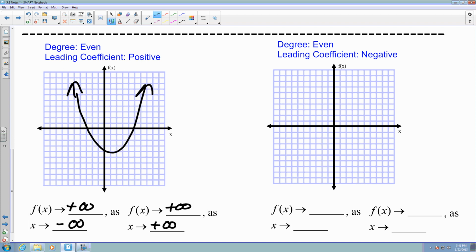Looking at an even degree with the leading coefficient being negative, if my x is approaching negative infinity, my f of x or my y is also approaching negative infinity. And if my x is approaching positive infinity, my f of x here is still going towards negative infinity. Okay?